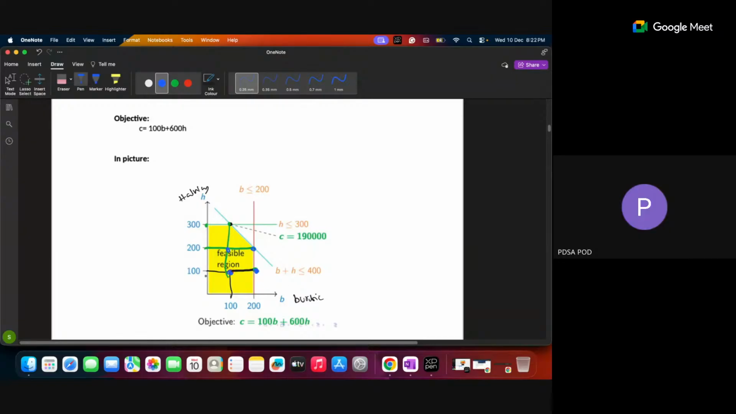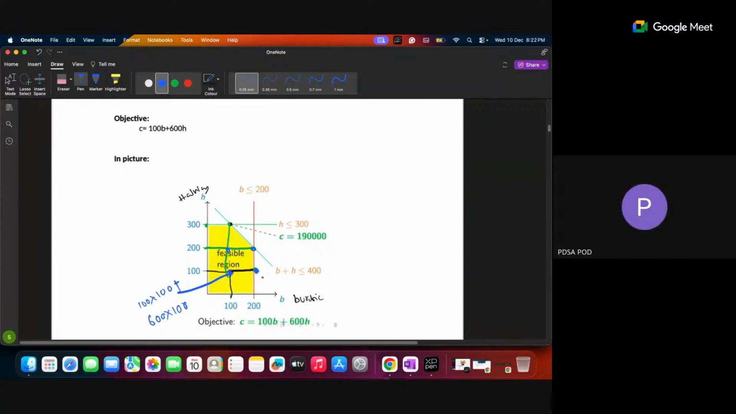Because 100 boxes of burfi and 100 boxes of halwa, you will get 100 into 100 and 600 into 100. Is it right? This particular profit, what you will get? 100 into 100 plus 600 into 100, right? Is it right? Yes, sir.